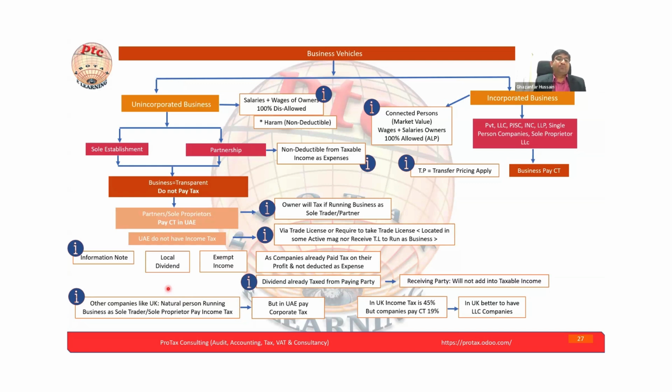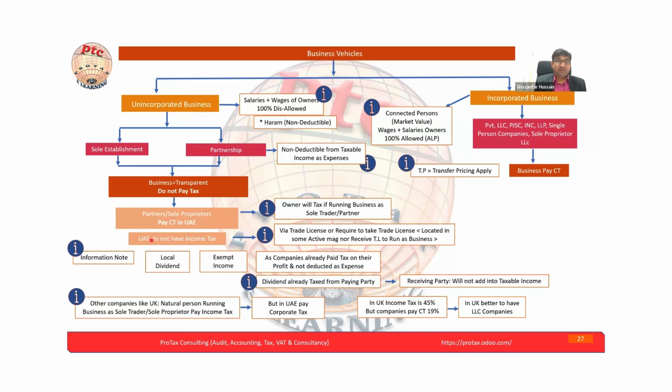In the UK, the companies are prepared. In the UK, even natural persons pay income tax, even when they run the business under the same format we are discussing as unincorporated business. Why did we add this example? To have a better understanding. They pay income tax, but in the UAE we will pay corporate tax, because in the UAE we do not have income tax.